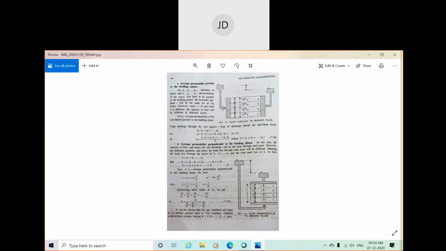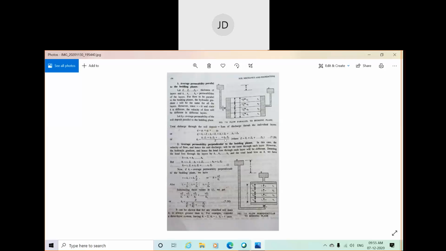Now we just need to simplify this. After simplifying this equation, we can find the value of kx: k1 Z1 plus k2 Z2 up to kn Zn divided by Z1 plus Z2 plus Z3 up to Zn, and this represents Z, the total thickness of the layer. So this is the formula for the coefficient of permeability for flow through stratified soil parallel to the bedding plane. This is a formula that you need to remember.